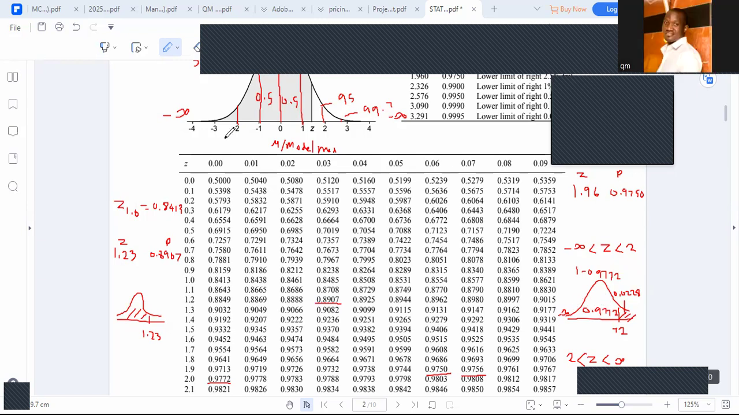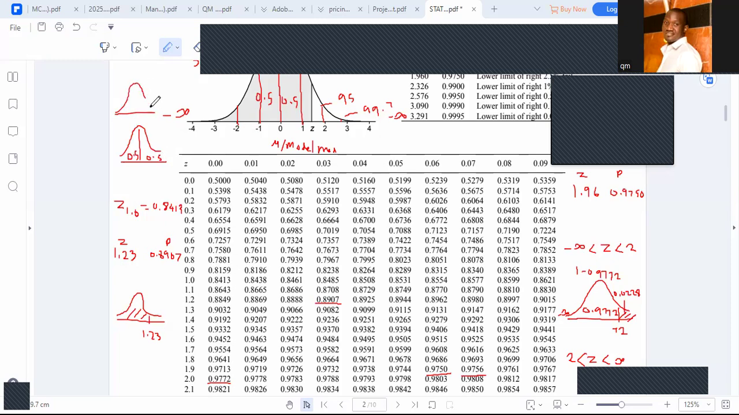If the area from here to here is 50% or 0.5, what is the area that is remaining to make 100%? 50%, right? We're using logical maths here.